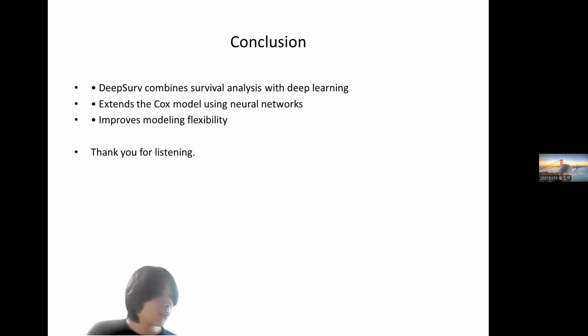To conclude, DeepSurv is a strong example of how modern machine learning methods can extend classical survival analysis. By replacing the linear risk function with a neural network, the model can capture more complex nonlinear patterns while still handling censored survival data appropriately. I think this paper is particularly interesting because it demonstrates how deep learning can be combined with traditional statistical modeling rather than completely replacing it.